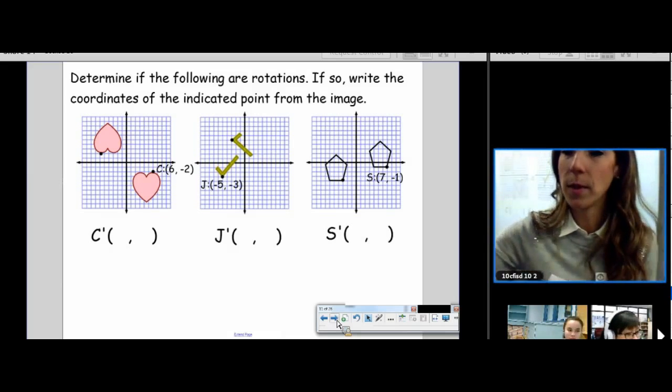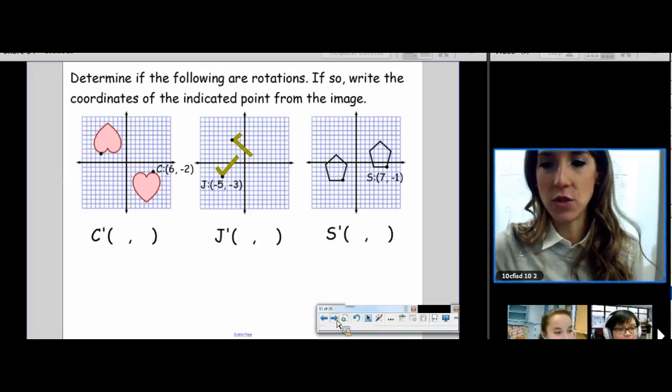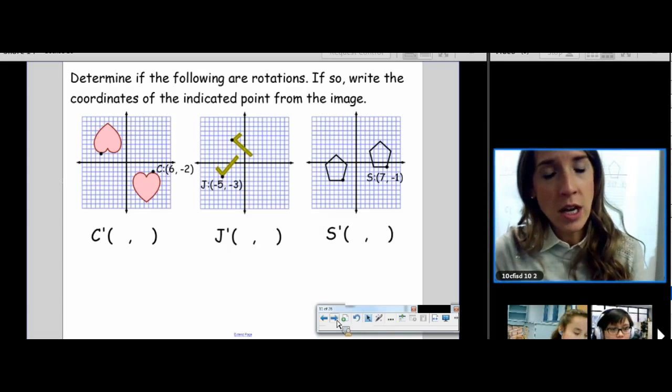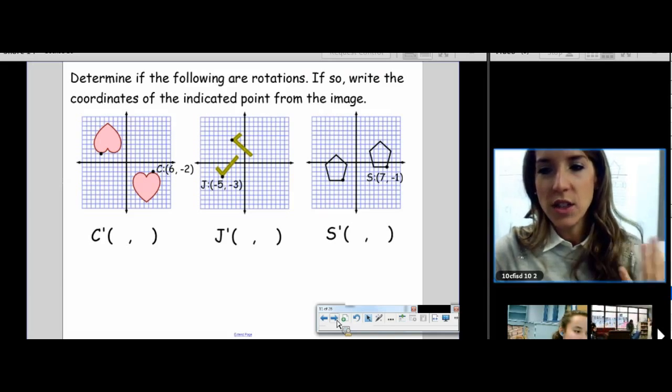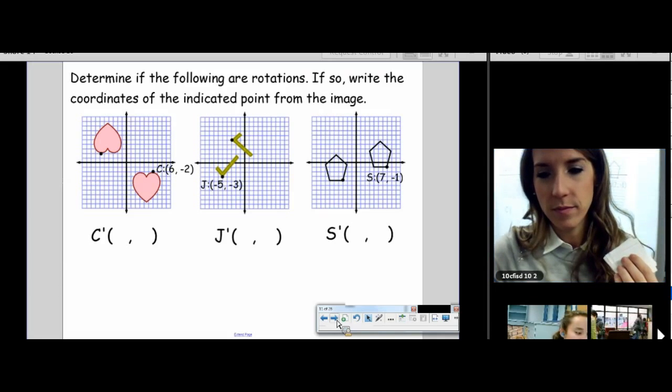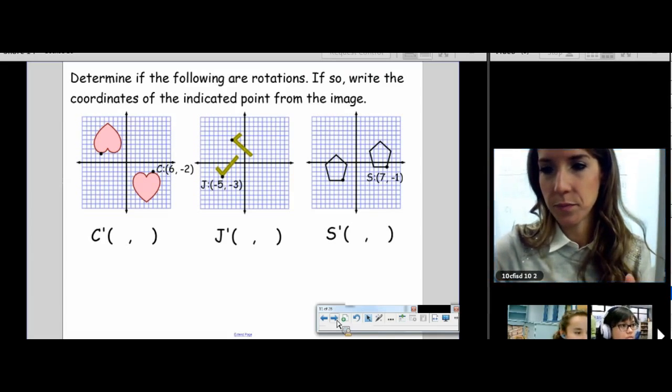Determine if the following are rotations. If so, write the coordinates of the indicated point from the image. Remember, the first one's called the pre-image, and the result is called the image. So let's look at that heart. Do you think it's a rotation? Yeah? How many degrees do you think? Anyone can type it.